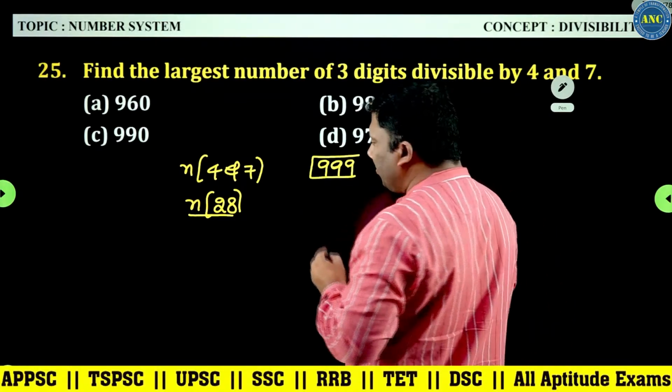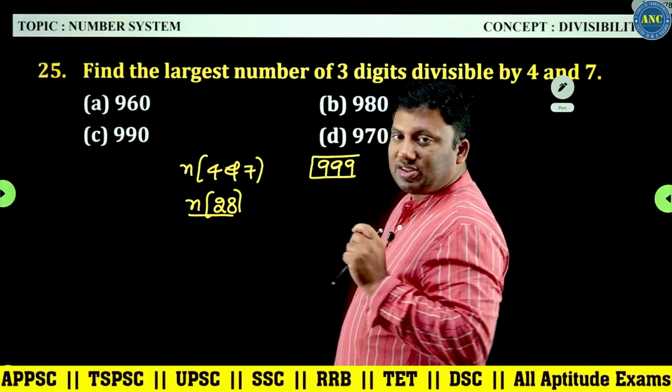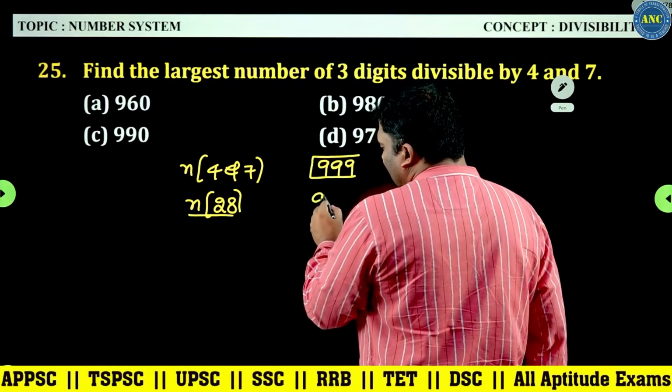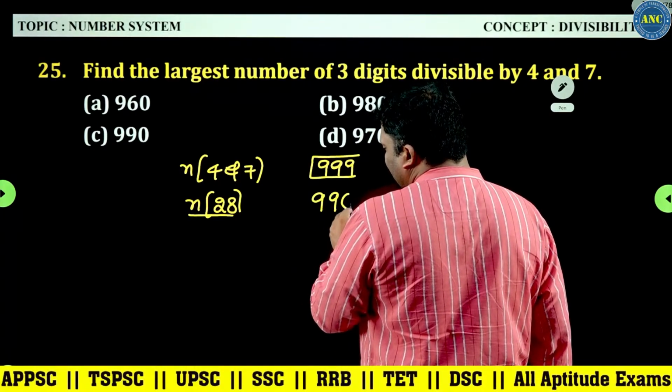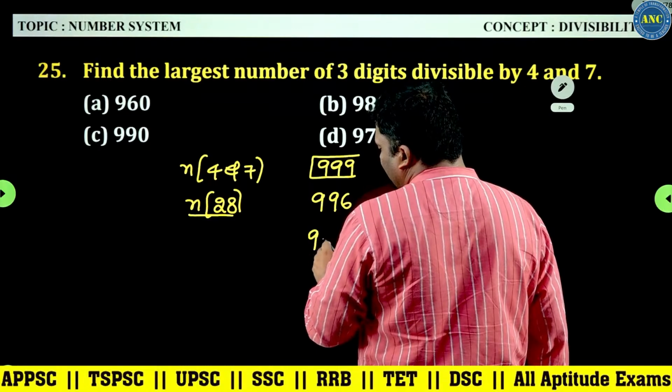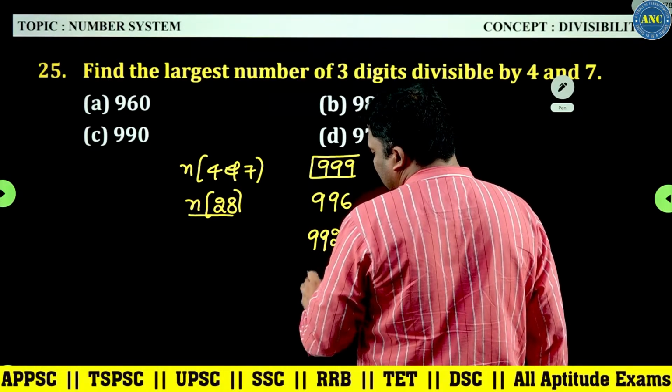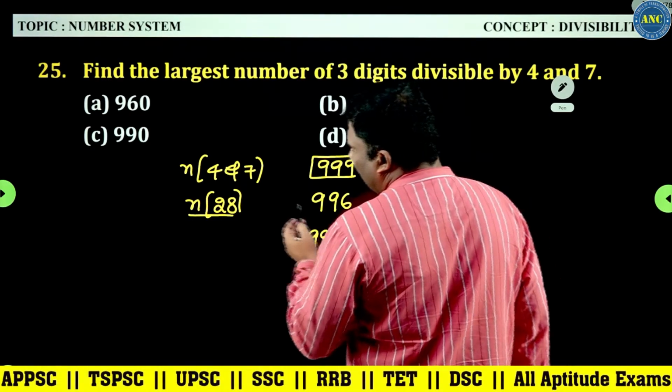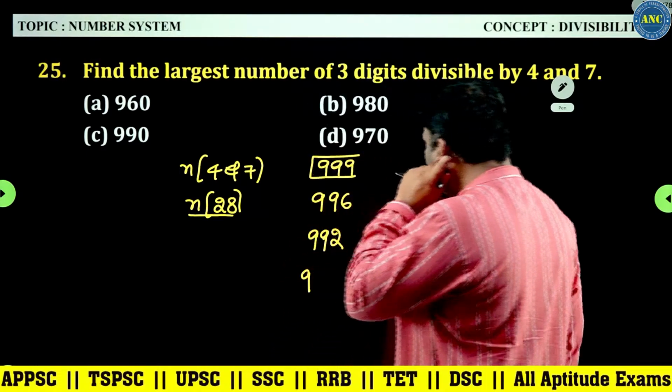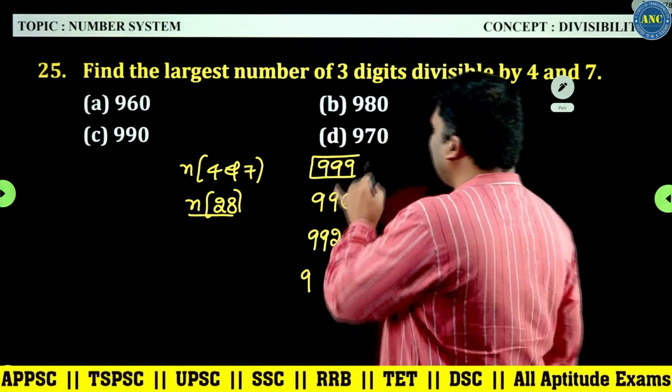999. It should be divisible by 4 and 7. 4 and 7 means last 2 digits should be divisible. These are all the cases that are possible. 9, or we will go by the answer option. Last 2 digits should be divisible.